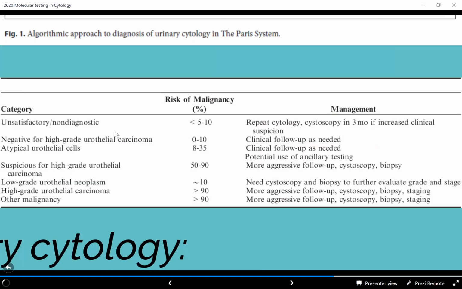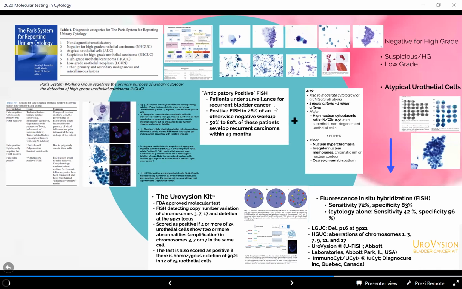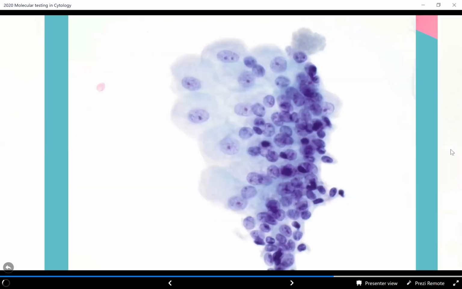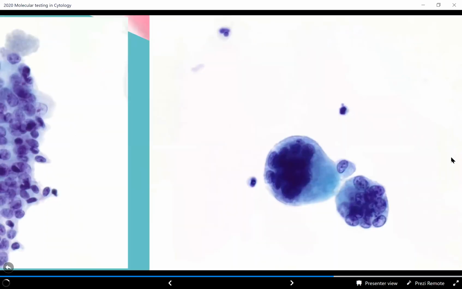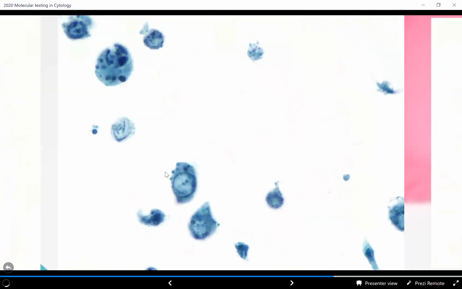Risk of malignancy. So unsatisfactory, non-diagnostic, negative. The atypical urothelial cells have a fairly large range from 8 to 35 and suspicious 50 to 90. So negative for high grade, sure. Negative for high grade, absolutely. Negative for high grade, why not? Reactive stuff. Yep, these are all degenerating kind of cells. So that one's pretty good for negative for high grade.